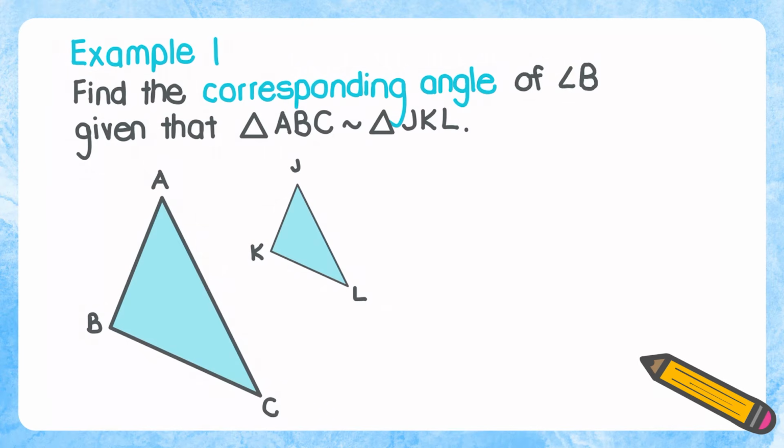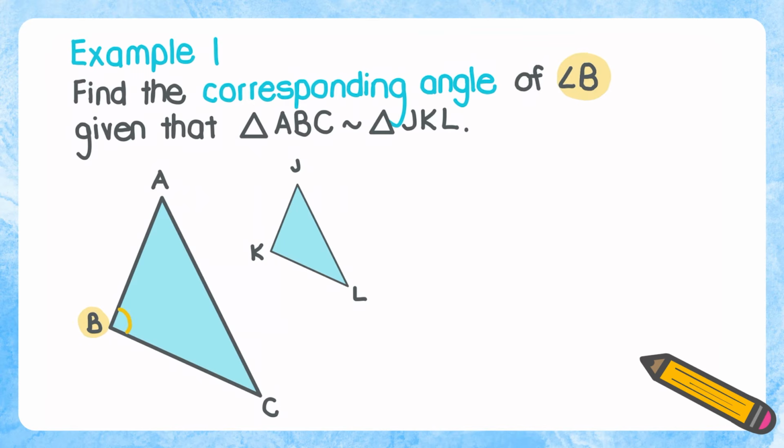So let's look at some examples. Try to draw the triangles as accurately as possible in your notes. So for our first example, we're going to find the corresponding angle of angle B given that triangle ABC is similar to triangle JKL. So which angle in triangle JKL matches up with this angle B?